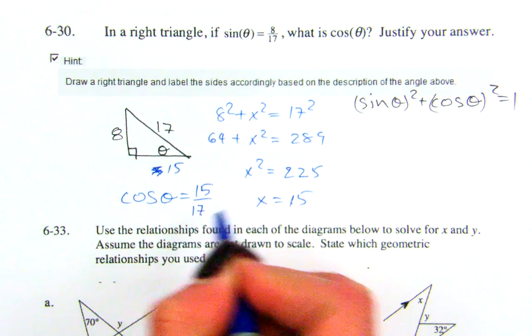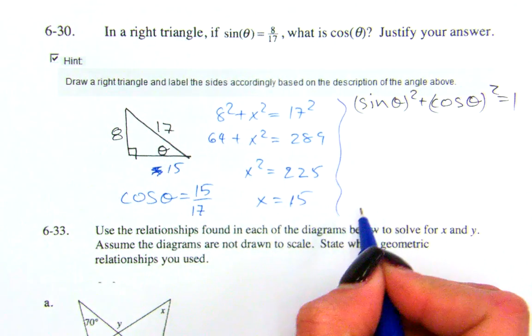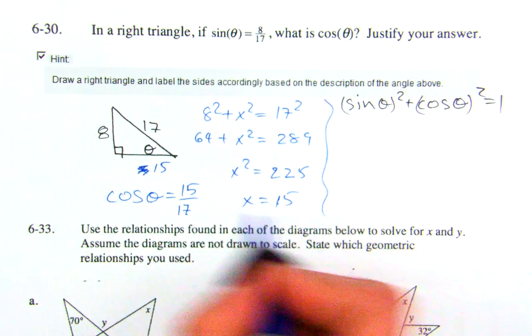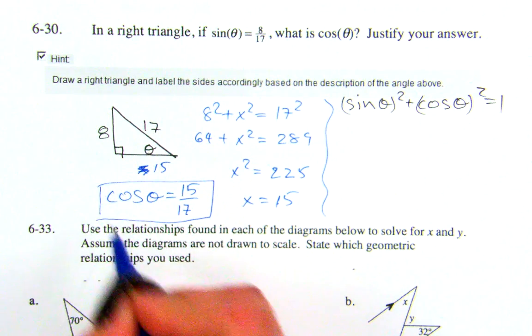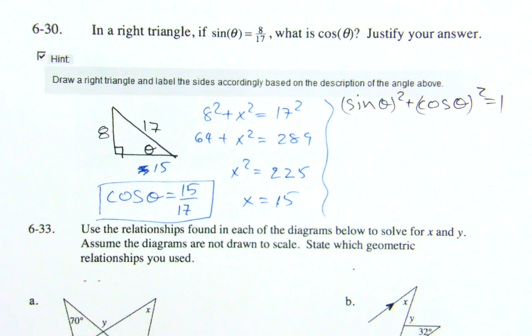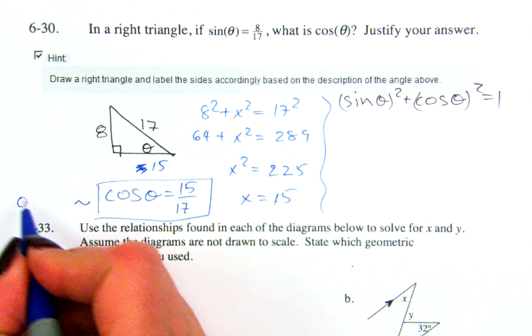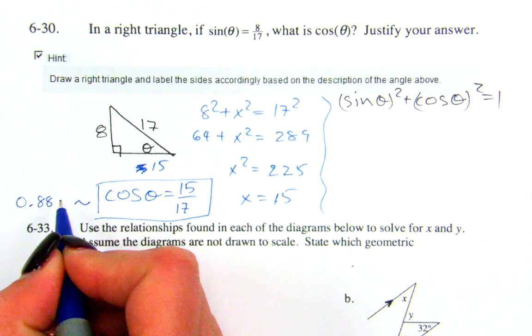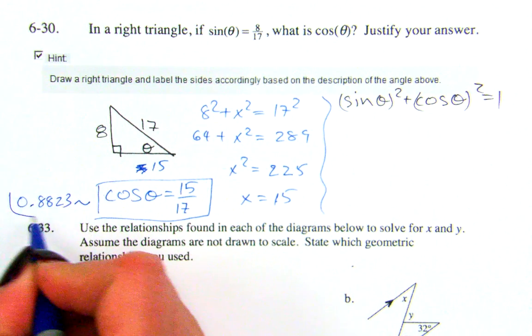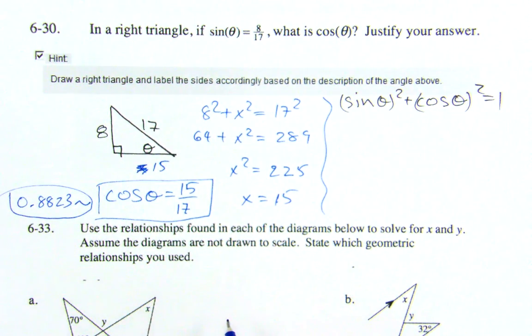And if you do it the other way, using the Pythagorean identity, then you should get the same answer either way. I would prefer if you had the decimal format, not the fraction format, but just to check to see if the fraction format works out, you should get 0.8823 rounded, somewhere around there, if you actually did the decimal. So cosine is 15 over 17.